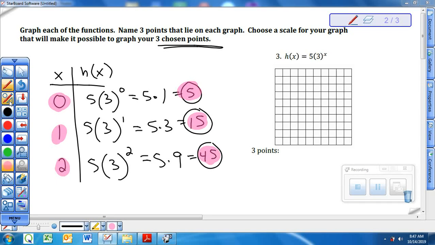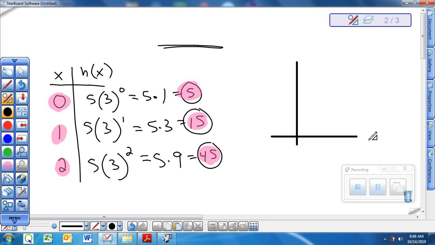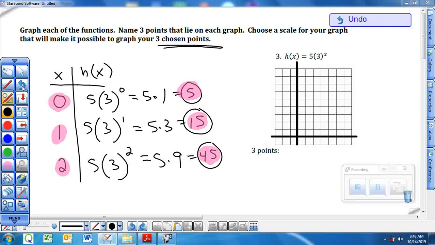So I'm going to make a graph here. 0 is the smallest x, and 5 is the smallest y I have. So I can probably put my x-axis down here, and my y-axis I'll go ahead and put right here. But I can probably put it a little bit further over if I want to. So I'm going to label those. This is the x-axis. This is the y-axis. And I'm going to plot my points.